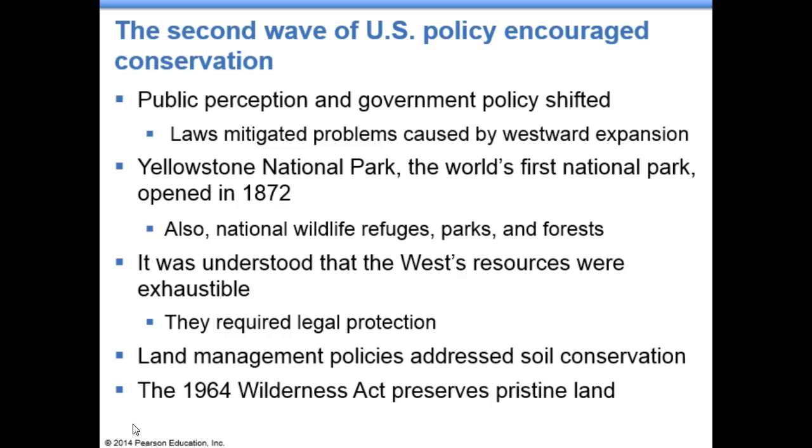The land management policies that continued through the 20th century targeted soil conservation after the Dust Bowl years, and wilderness preservation, and the Wilderness Act of 1964, which sought to preserve pristine lands untrampled by man, and where man himself could be a visitor in those areas. So these are some of the public policies. Theodore Roosevelt was one of the biggest in protecting natural areas.